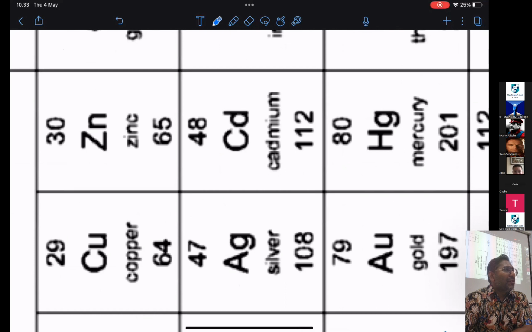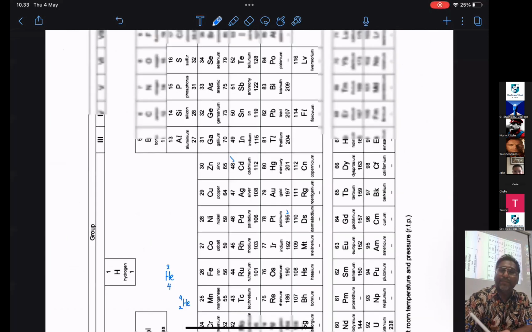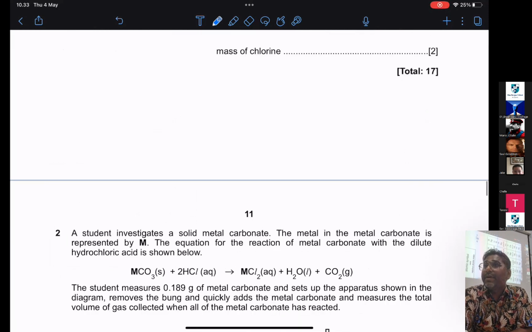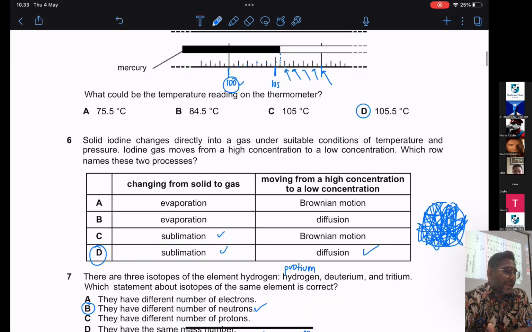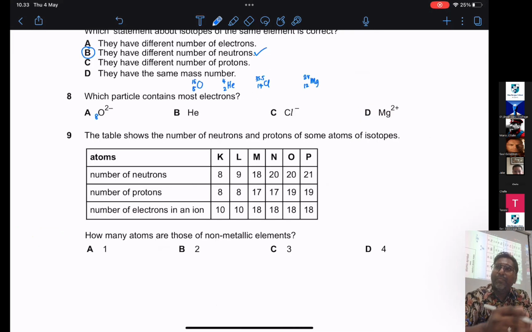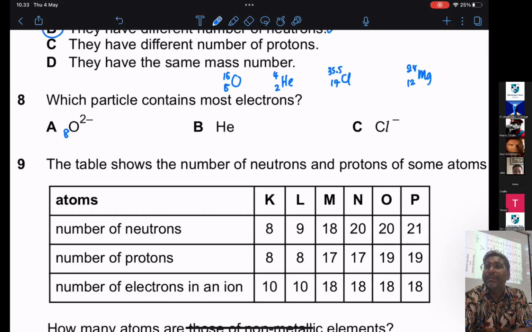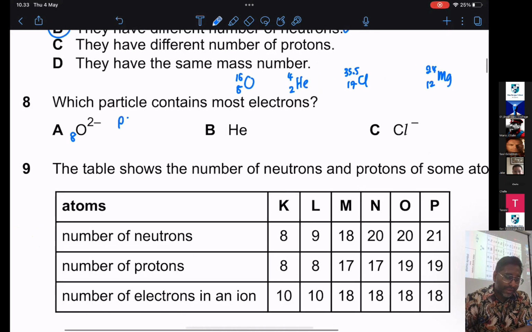But when you write down answers, it should be written as helium 4, 2. You see the difference? The one at the bottom left must be the proton number. The one at the top must be the mass number. Please remember this, don't get confused. So how do we differentiate?